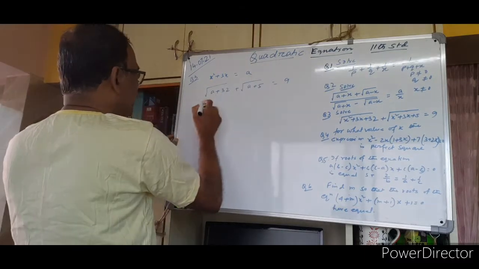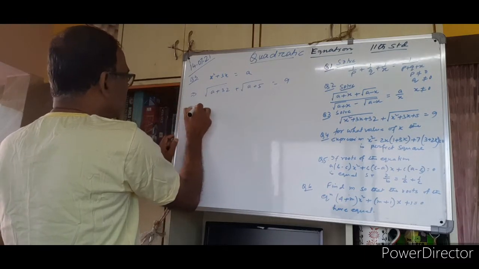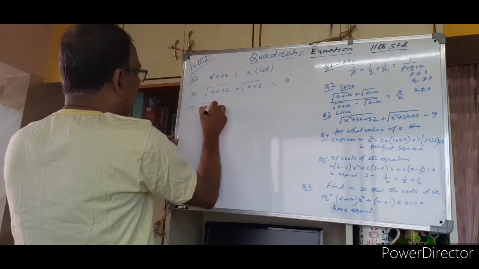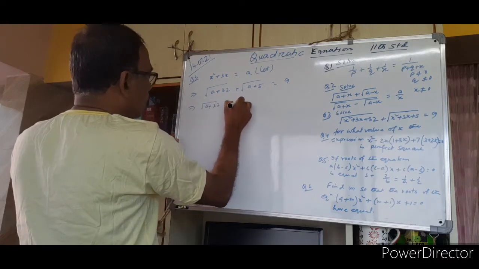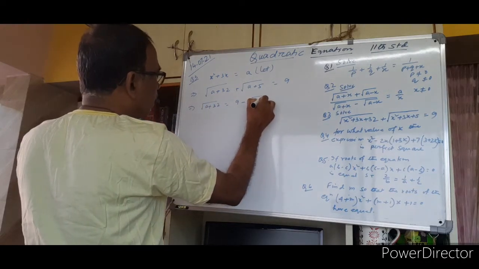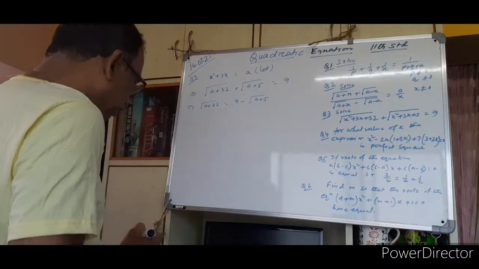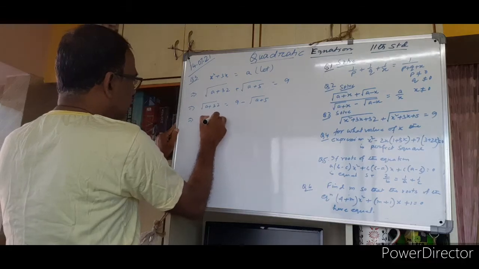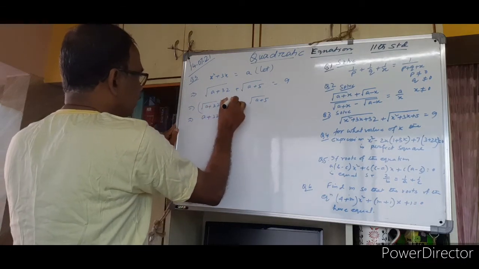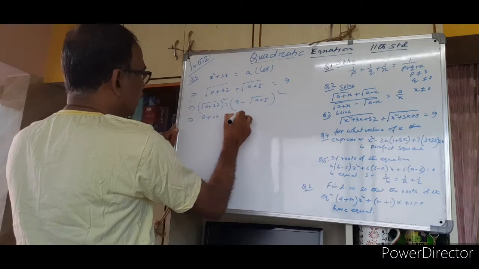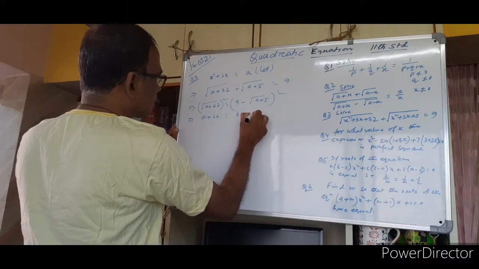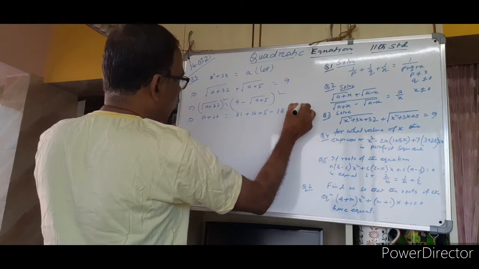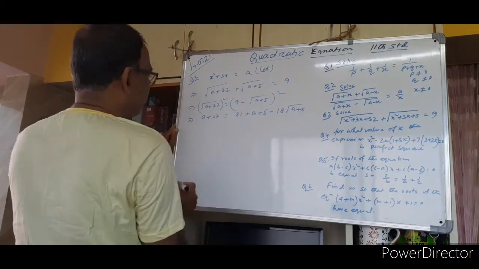Now, this is coming to the right hand side. This implies root over of a plus 32 equals 9 minus root over of a plus 5. Now squaring both sides, that is a plus 32 equals 81 plus a plus 5 minus 18 root over of a plus 5.